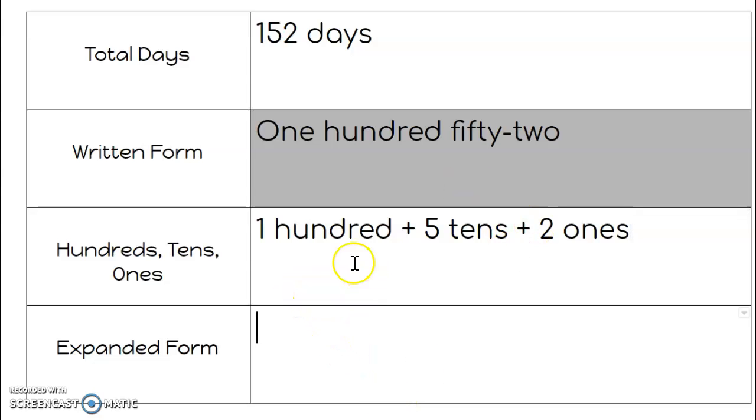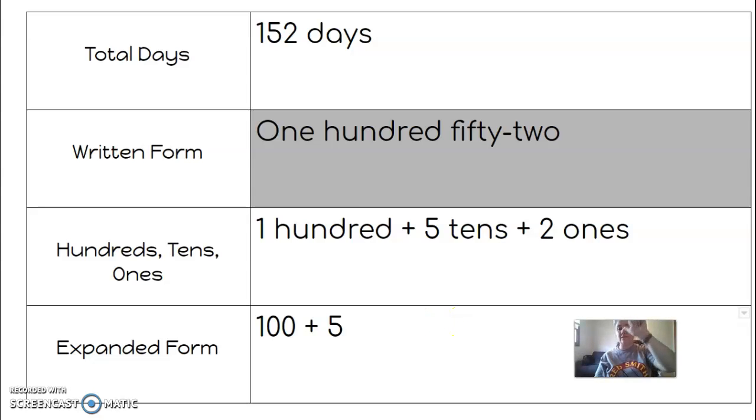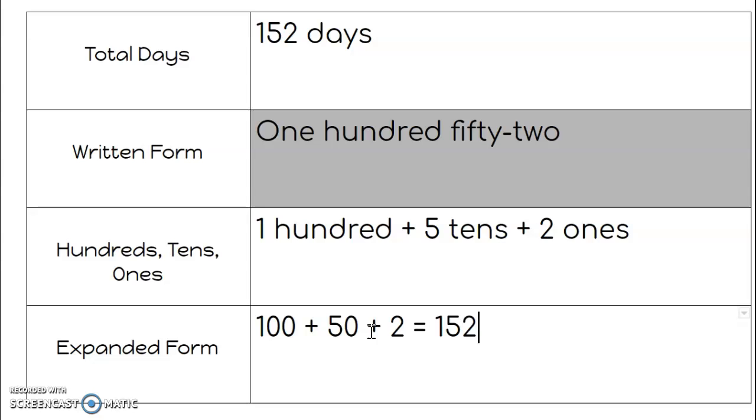Remember, for expanded form, we can use our hundreds, tens, and ones and our days in school to help us figure it out. So how many hundreds are there? There's 100 plus how many tens? 5. Is that right? No. What does 5 tens equal? Let's check. Count by tens. 10, 20, 30, 40, 50. Plus how many ones? There's 2, 152.